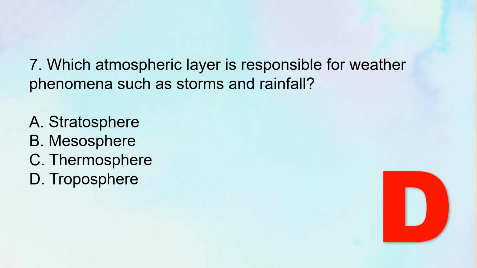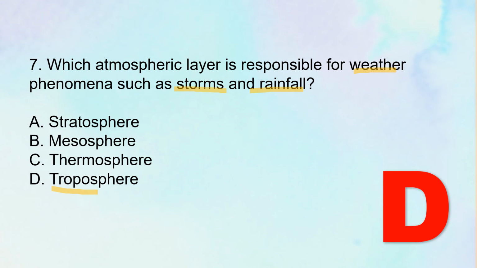It's troposphere. Troposphere is the lowest atmospheric layer, where weather occurs, including cloud formation, storms, and rainfall. Again, troposphere is the lowest atmospheric layer on Earth.